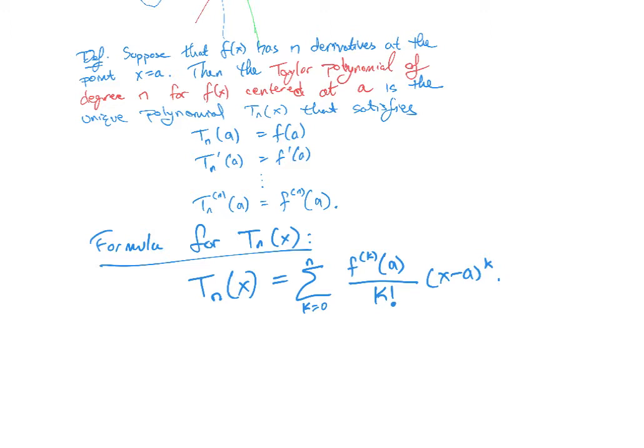Okay, let me just note that when we have the zeroth derivative here, we just mean the function itself. And 0 factorial is just 1. Is there any situation where 0 factorial is not defined to be 1? No. 0 factorial is absolutely always 1.